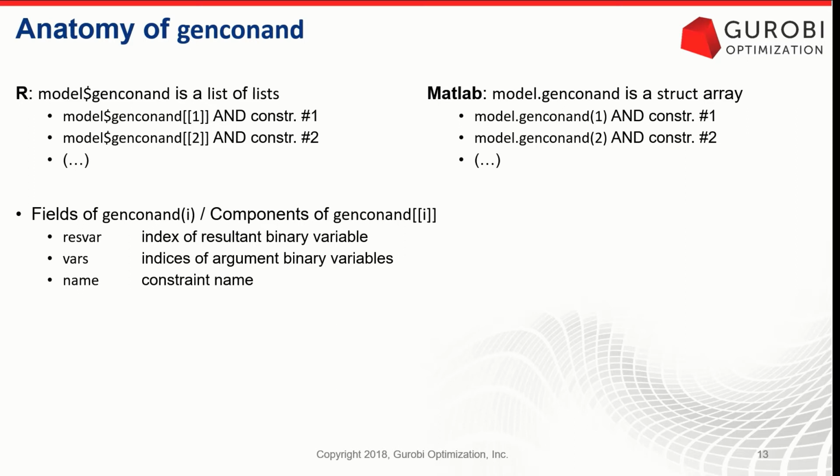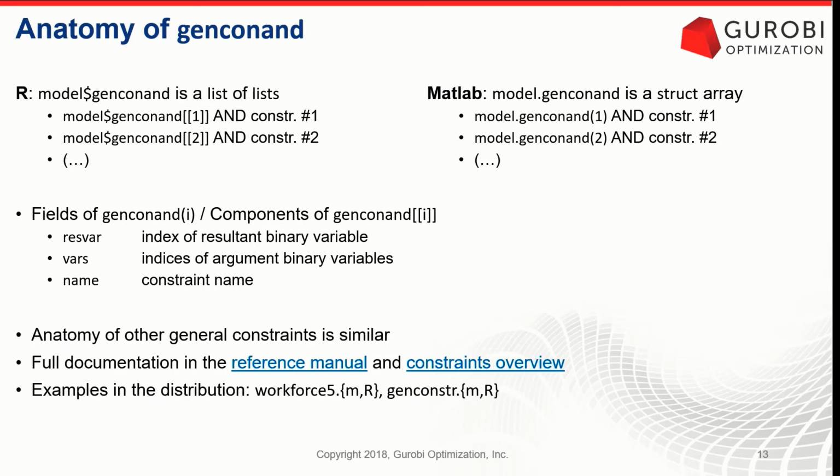And that's pretty much it for the AND constraint. All the other general constraints have very, very similar anatomy. So they all have one way to specify indices and names, and all the details can be found in the reference manual. We also ship two examples in the Gurobi distribution. One is workforce 5 and one called genconst. So you may want to take a look there.